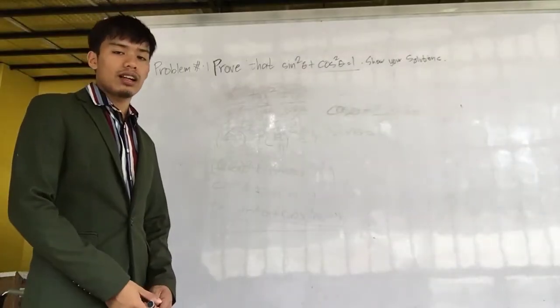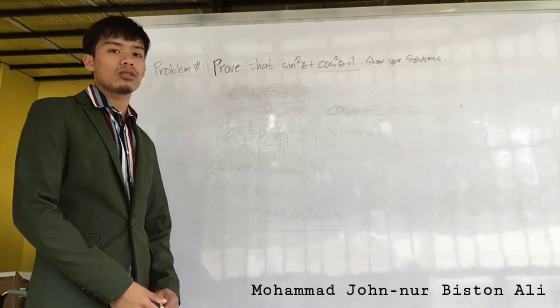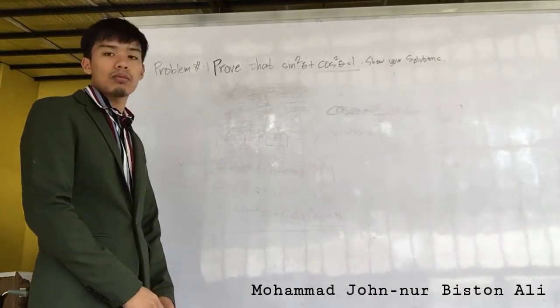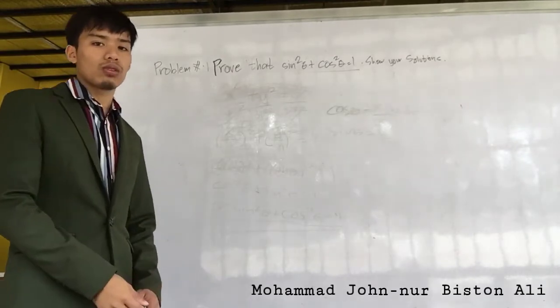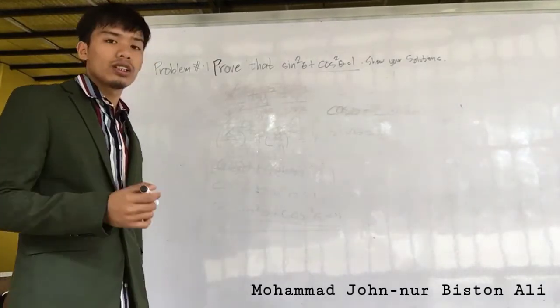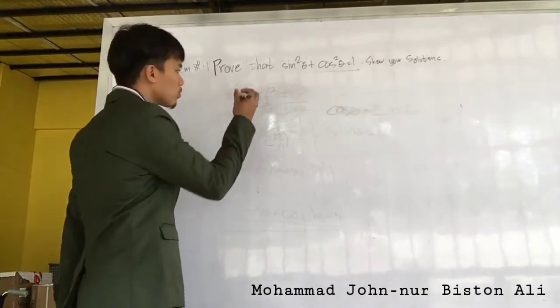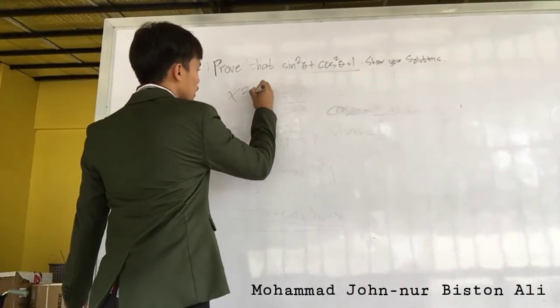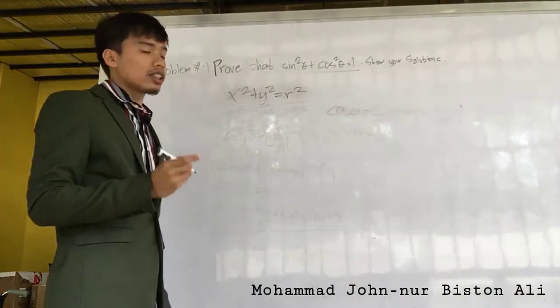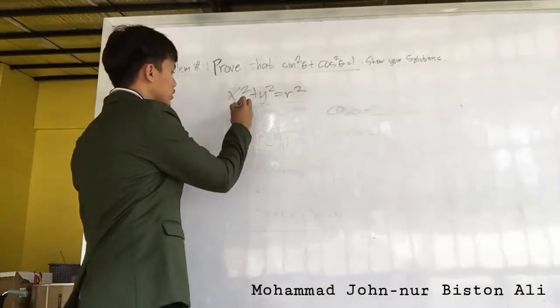Good morning and Assalamualaikum. I am Mohammad John-nur, and I'm the one assigned to solve problem number 1. This topic is proving a trigonometric theorem. To prove this problem, we need to use the Pythagorean theorem with the formula x squared plus y squared is equal to r squared. Then let's divide both sides by r squared.